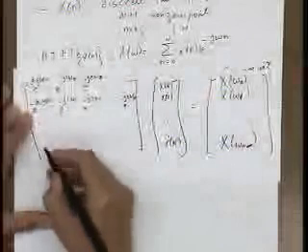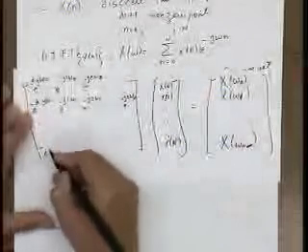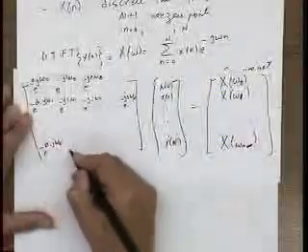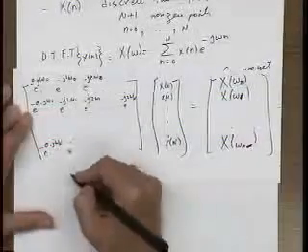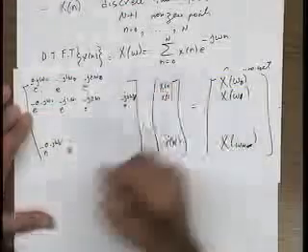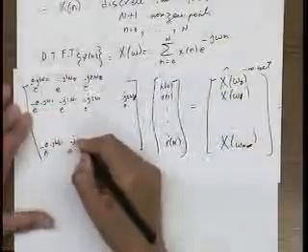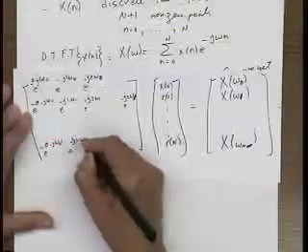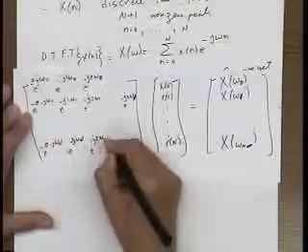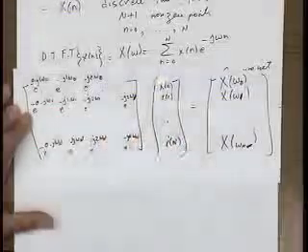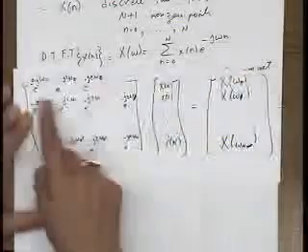This is n. And the last row would be e to the minus j 0 times omega n, sorry, this is omega n again. God, I make so many mistakes. e to the minus j1 times omega n, e to the minus j2 times omega n, e to the minus jn times omega n. So is everybody clear about this? So I multiply this row by this column, I get this.